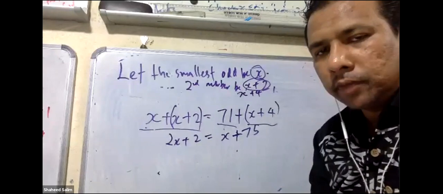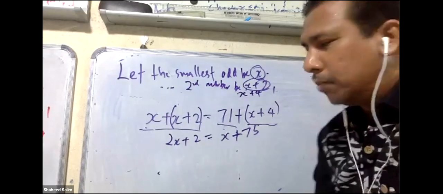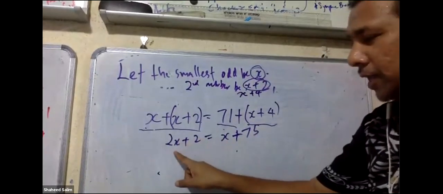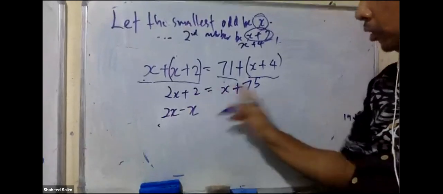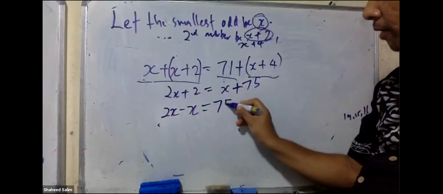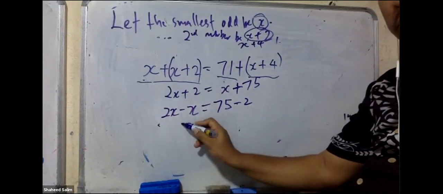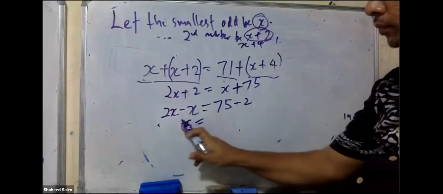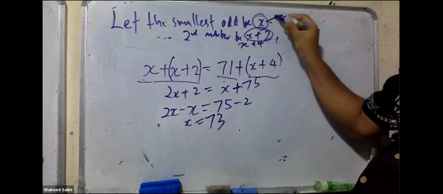X is how much? Minus 2 over 73. Ooh, something is wrong. Okay, did you bring the x over this side? Yes. So you get 2x minus x, correct? You bring the 2 over that side. 75 minus 2. 2x minus x equals to? X. 75 minus 2 is 73. So the smallest number x is 73.